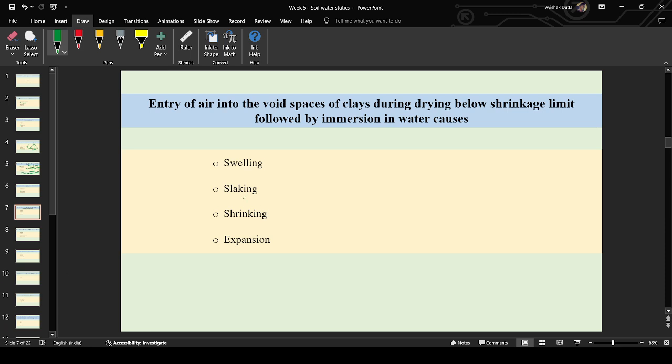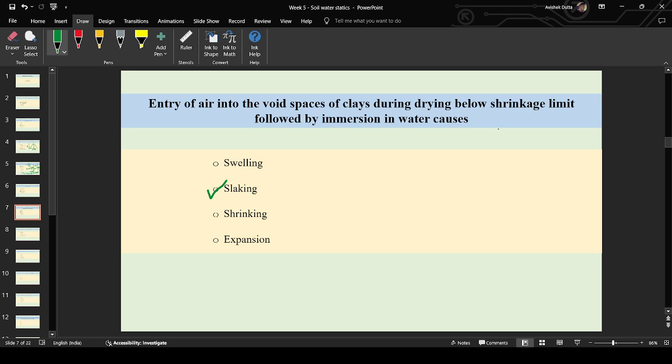Slaking, sir. Yes, very good. Slaking. So what happens is when you dry below the shrinkage limit, the water from the pores starts evaporating. Evaporating is the correct word, I believe. And the pores are then filled up with air.